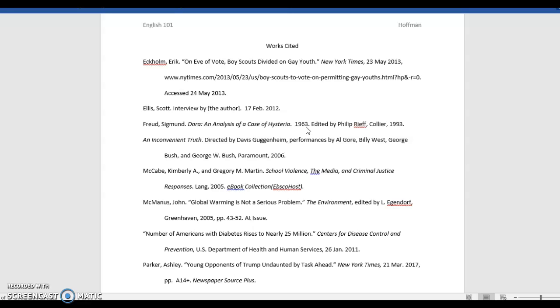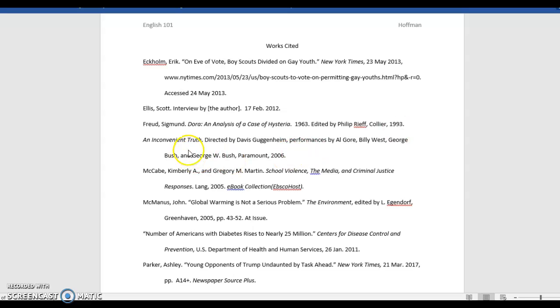Period. Then this book has been edited by Philip Rieff. Okay, so that's where the editor's name goes, comma, Collier, comma, 1993, period. It wouldn't be very hard to find this editor information. It would typically be on the title page itself.